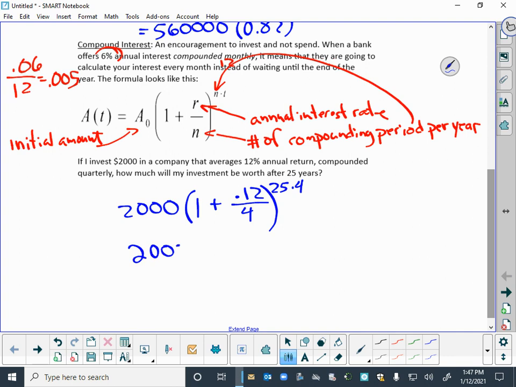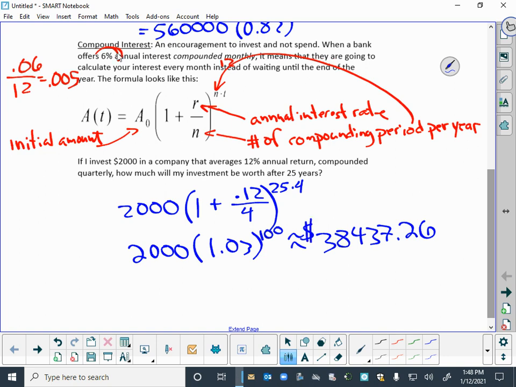So the value of this investment at the end of 25 years is going to be 1.03 to the 100th power. And I have to go to my calculator for that. I can't multiply 1.03 by itself 100 times in my head. If I take that to the 100th power and multiply that by the $2,000 that was in there to begin with, this will be worth about $38,437 and 26 cents.